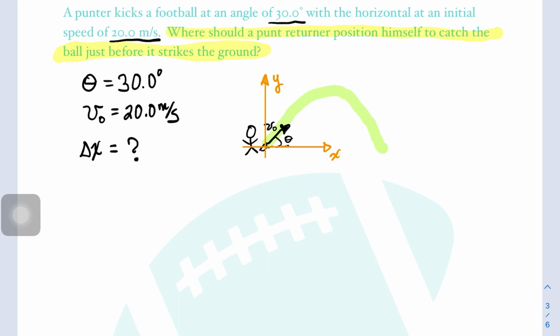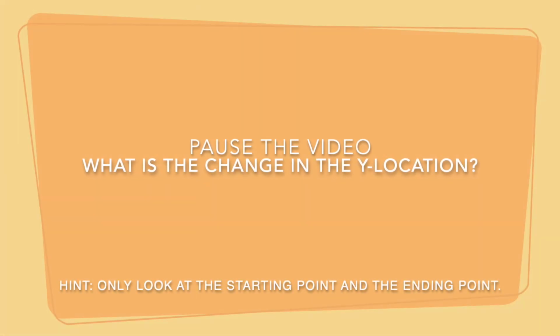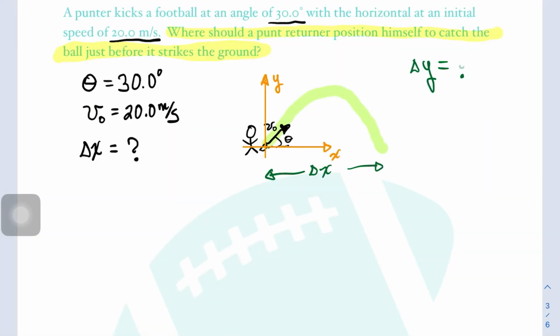And I'm going to label what I'm looking for here. That delta x, I'm showing it in my picture. So the green highlighter is the path that the football is going to take. And now this brings something up. Delta y. What is delta y? We know that delta y is 0 meters because the ball is kicked and caught at the exact same height. Its change in y is 0.